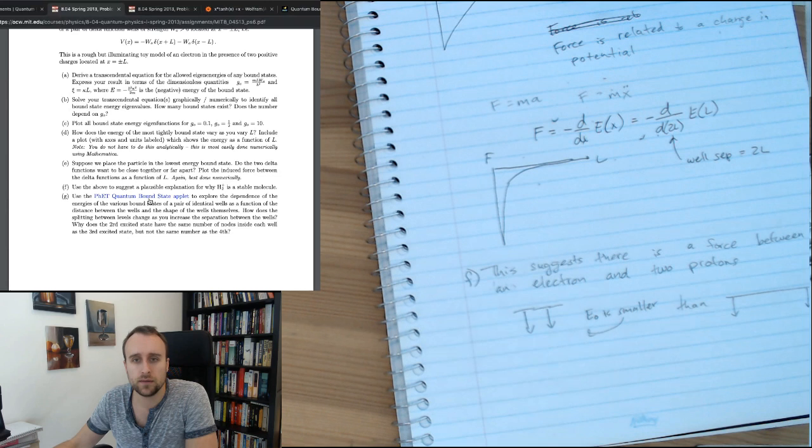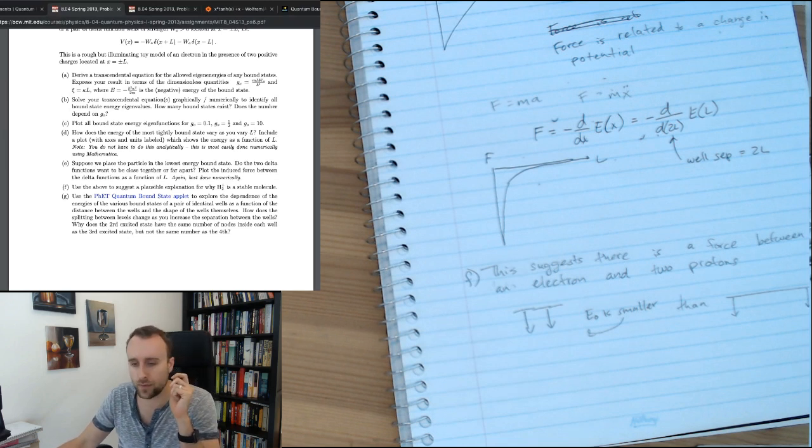Use the quantum bound state applet to explore the dependence of energies of the various bound states of a pair of identical wells as a function of the distance between the wells and the shape of the wells themselves. How does the splitting between the levels change as you increase the separation between the wells? Why does the second excited state have the same number of nodes inside each well as the third excited state, but not the same as the fourth?